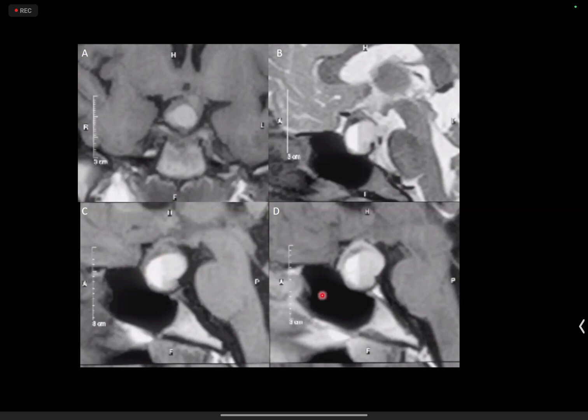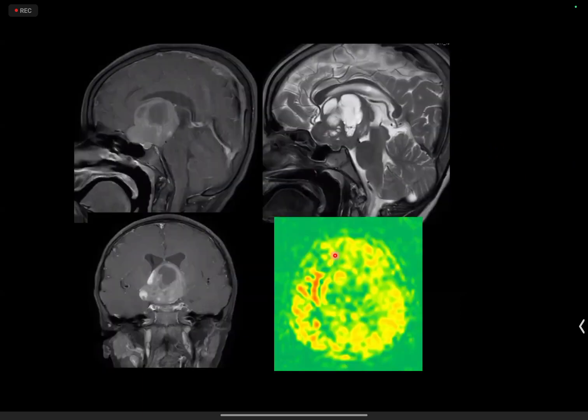So this was thought to be a craniopharyngioma. It was reported as a craniopharyngioma, but on histopathology, there was also an associated Rathke's cleft cyst and a craniopharyngioma that had developed with it. So, okay, what about this patient?